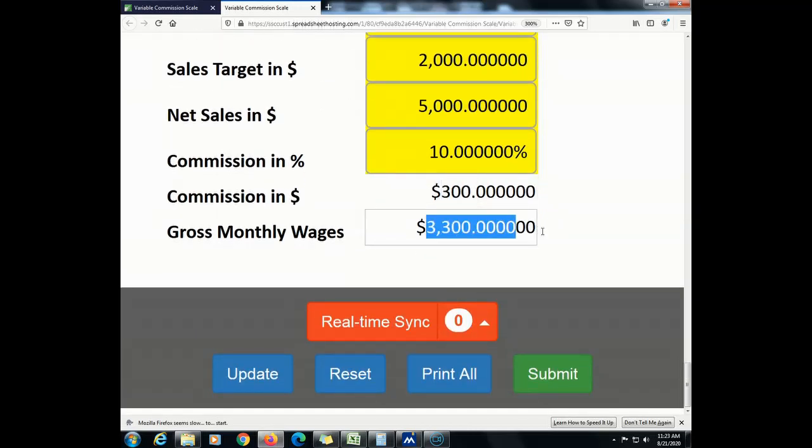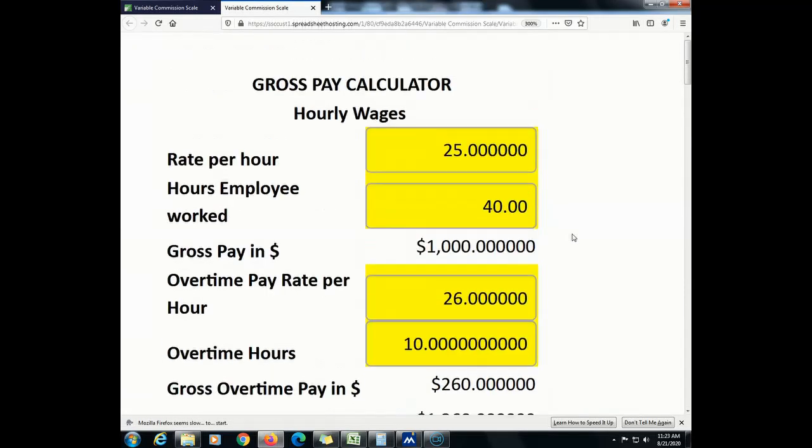and your monthly wages will be $3,300. So this is basically how you use your gross pay calculator.